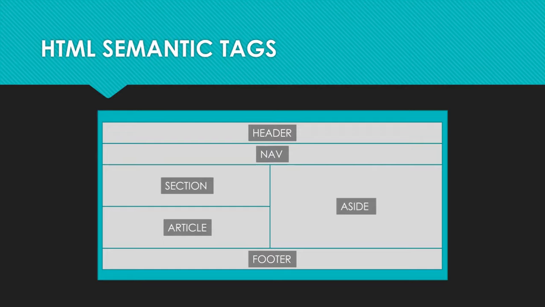So one more thing I wanted to tell you guys about is HTML semantic tags. What these tags are basically used for are inside of blog sites and other things like that. It consists of the header, the navigation, the section, article, the aside, and the footer. I will be showing you what that stuff looks like in a second.